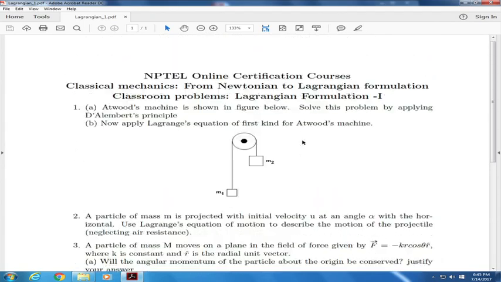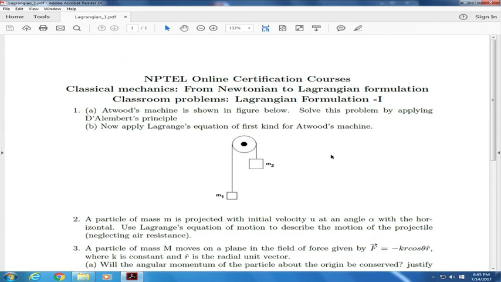Okay. So, we will start with the simple problem of Atwood's machine, and the question is we have to find the equation of motion. Basically, solving the problem means finding the equation of motion. First we have to use D'Alembert's principle, and then we have to use Lagrange's equation of the first kind to solve this simple system. Atwood's machine is essentially this 2 mass 1 pulley system, which is very familiar to all of you.